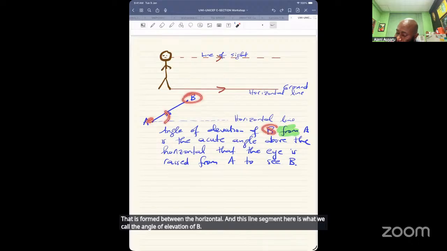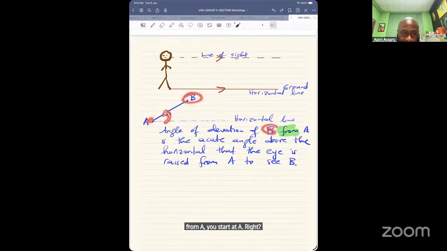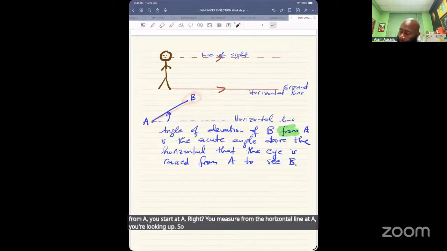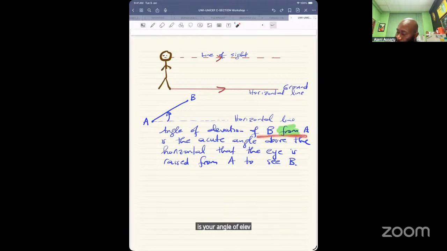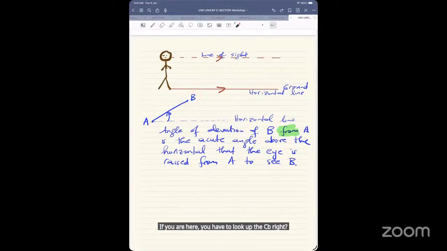You start at A, right? You measure from the horizontal line at A. You're looking up. So this angle here is your angle of elevation of B from A. So it is the acute angle above the horizontal that the eye is raised from A to B. So you have to look up to B, right or wrong? If you are here, you have to look up to B, right? Yes, sir.